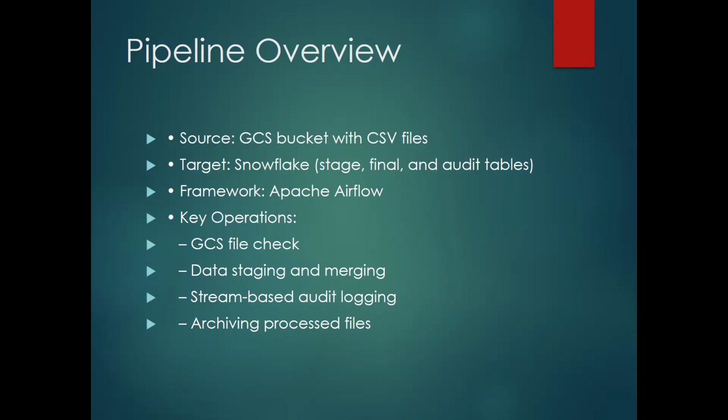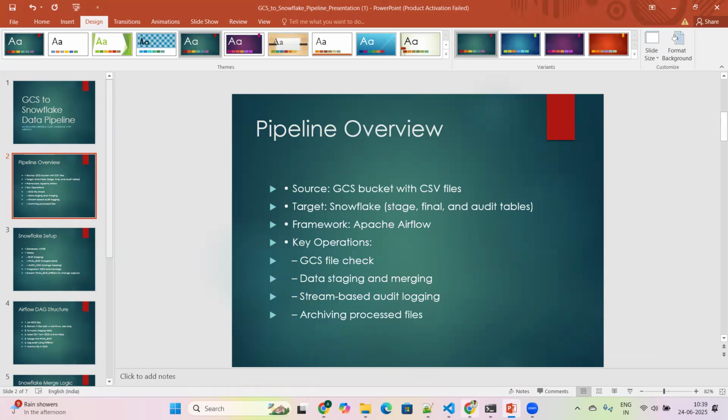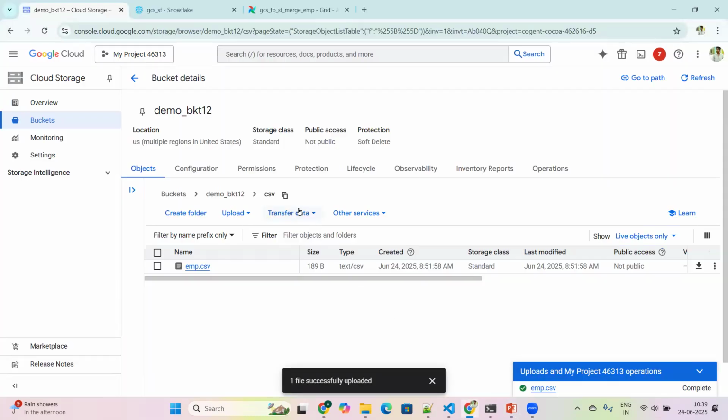And next I am entering Google Cloud Storage in GCP. Here we created a bucket. The bucket name is demo bucket 12. Inside it we created one folder, CSV. Inside the CSV folder we uploaded one employee file.